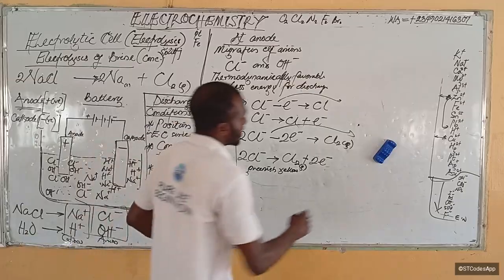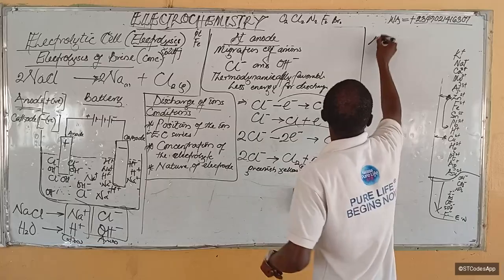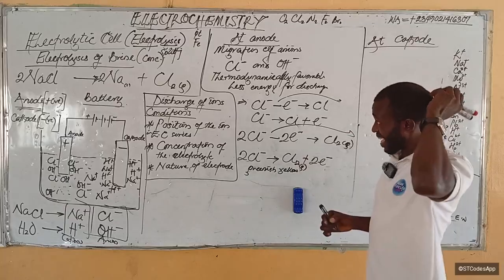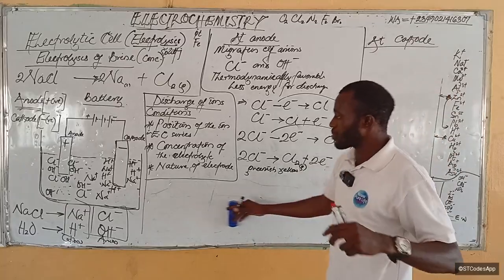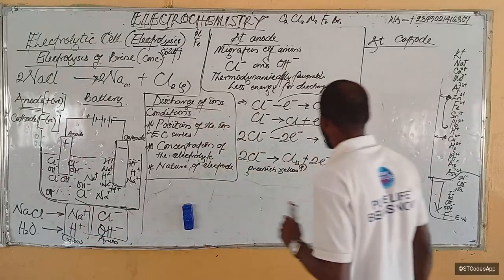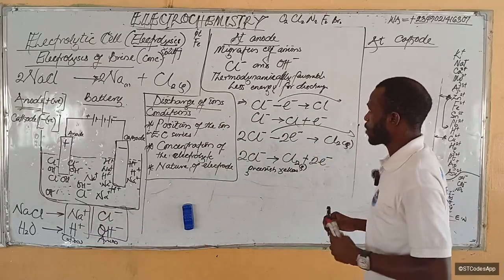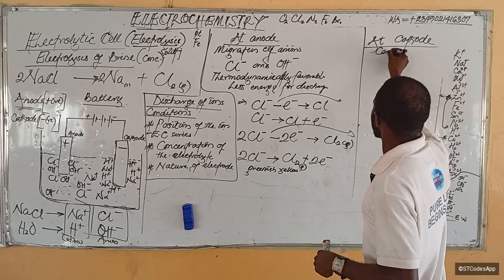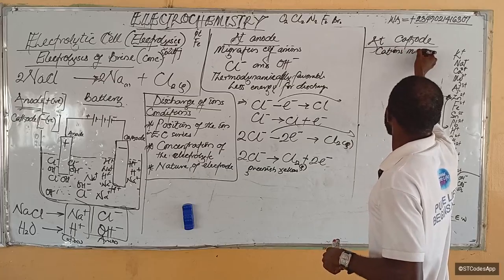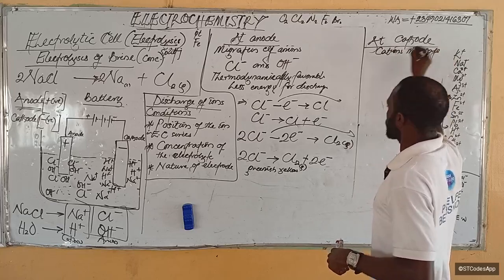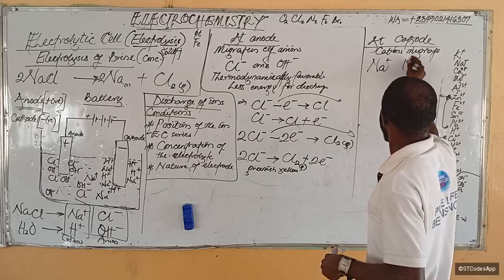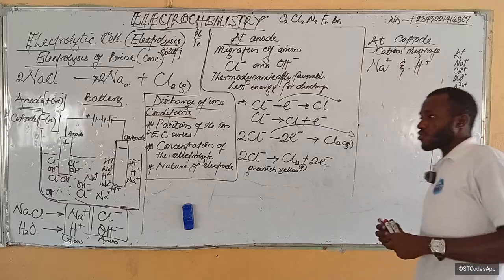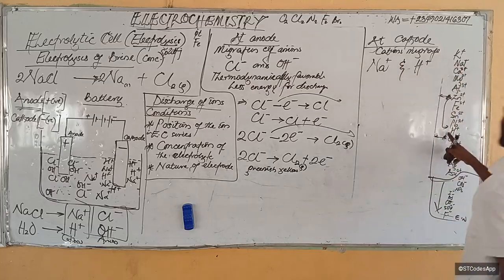All right, then how about at the cathode? What happens at the cathode? Who will migrate to the cathode? Cations migrate to the cathode, anions to the anode. Now, when cations get there, what will they do? What are the cations? Na plus and H plus.